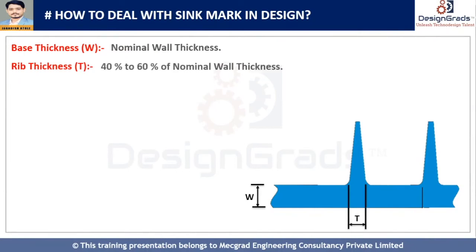Rib should be designed to be 40 to 60% of nominal wall thickness because a thinner rib does not provide much stiffness and may be hard to fill. And on the other hand, a thicker rib can introduce sink on cosmetic surface. So keep the rib base thickness as 40 to 60% of nominal wall thickness.